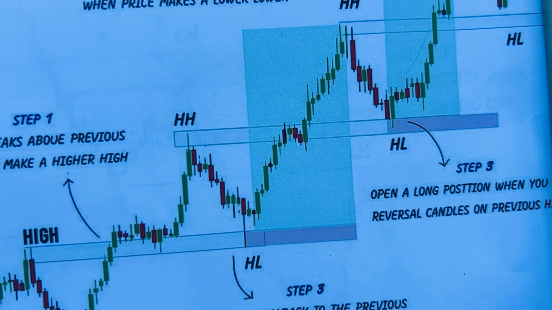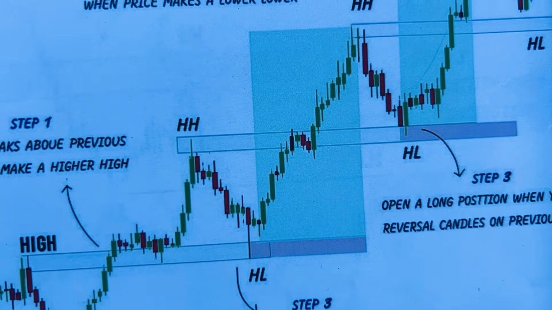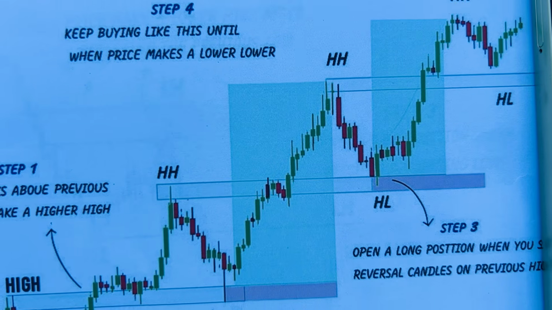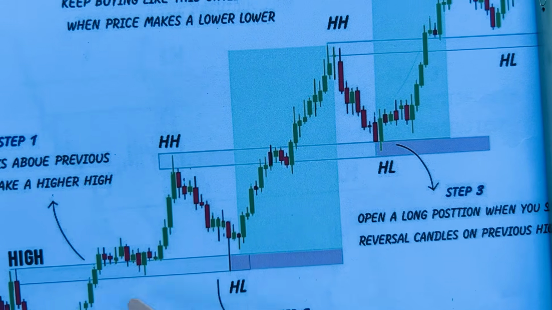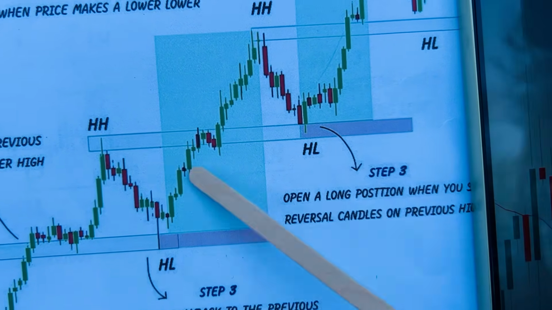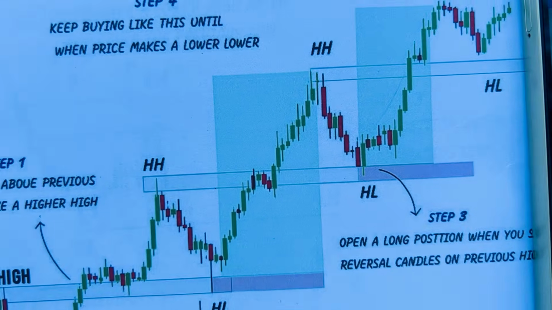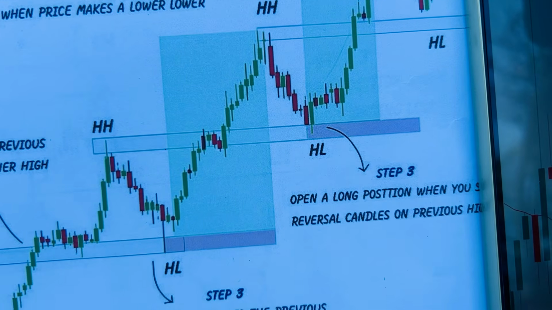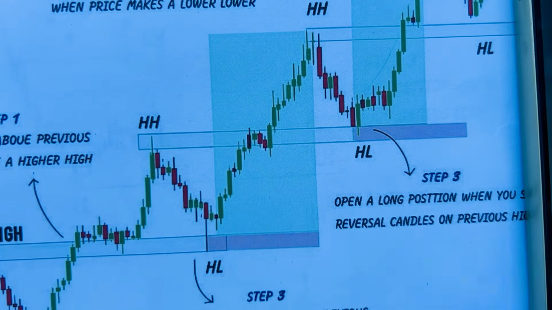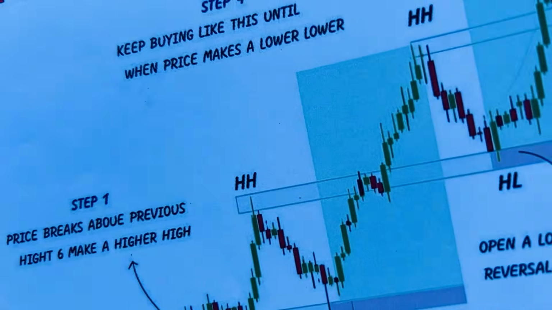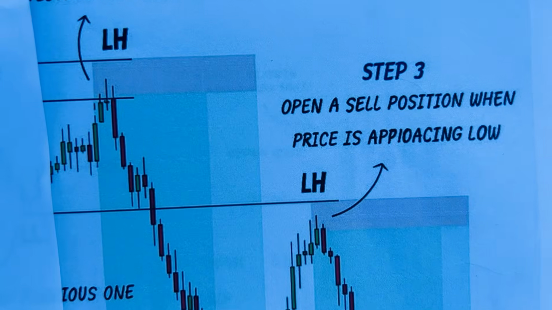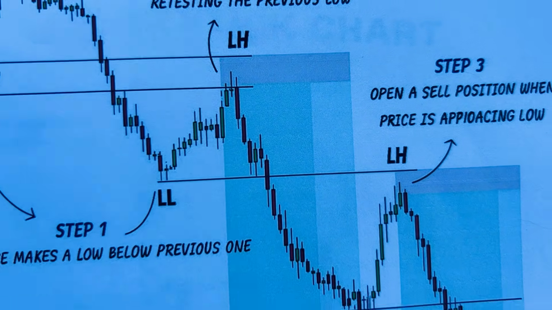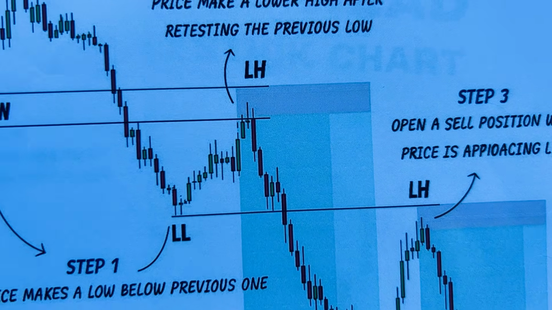First, if you're a beginner, what is market structure? A market structure is our skeleton, our skeleton of price. It's how price moves over time in waves, creating higher prices and lower prices. There are three types of market structure that you must know.